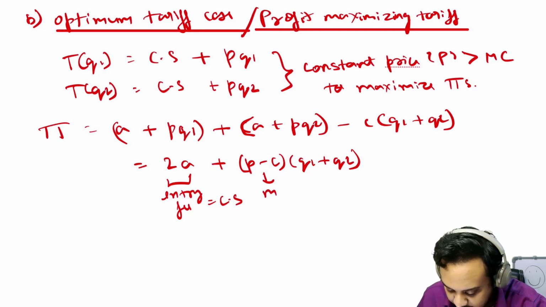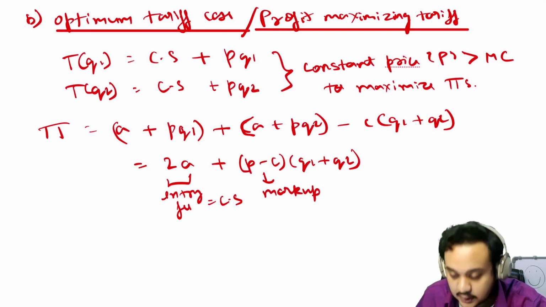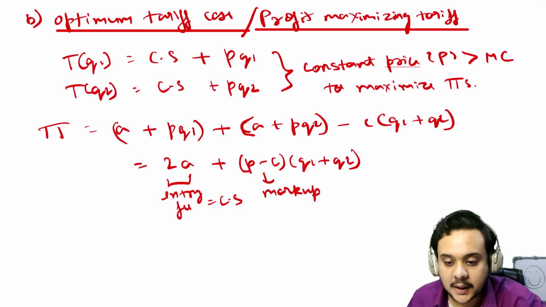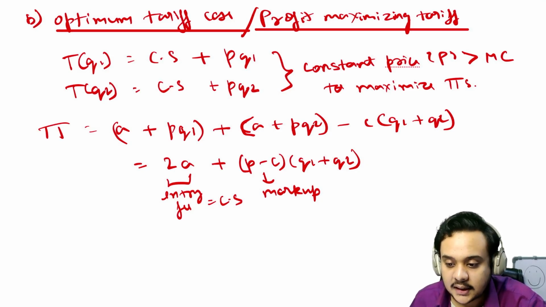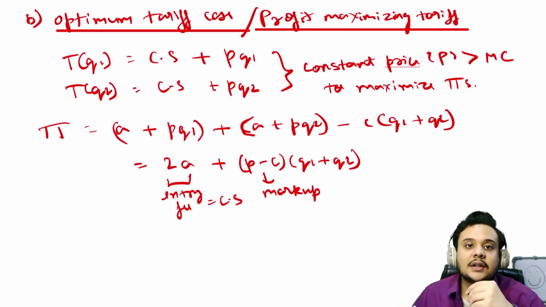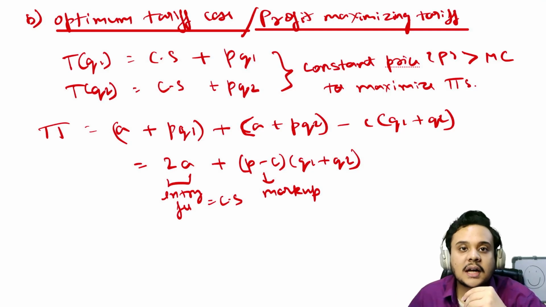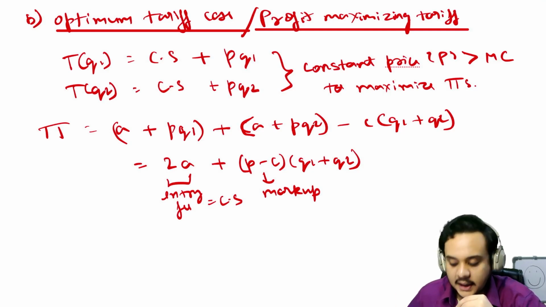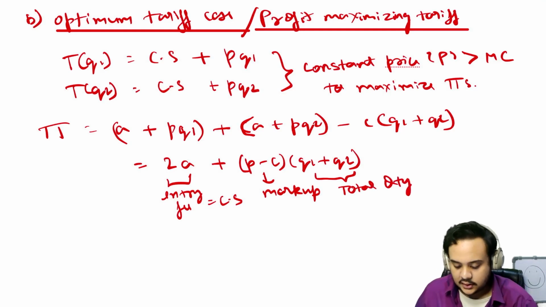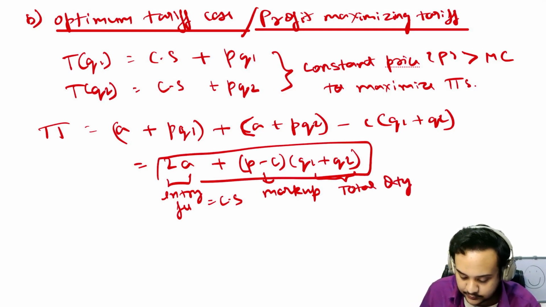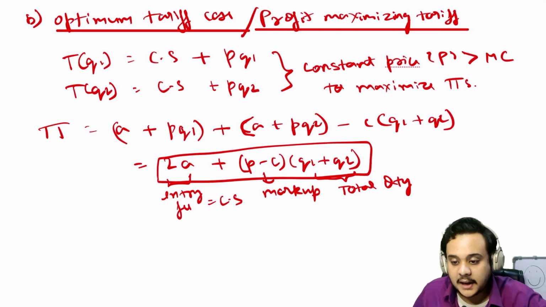This is the markup. The markup is nothing but the price minus cost. We have seen this in the Lerner index also, that it is the difference between price and cost. How much above the marginal cost are you setting your price? That is your markup. And this is nothing but the total quantity. So this is going to be your formula for the profit maximizing tariff case.